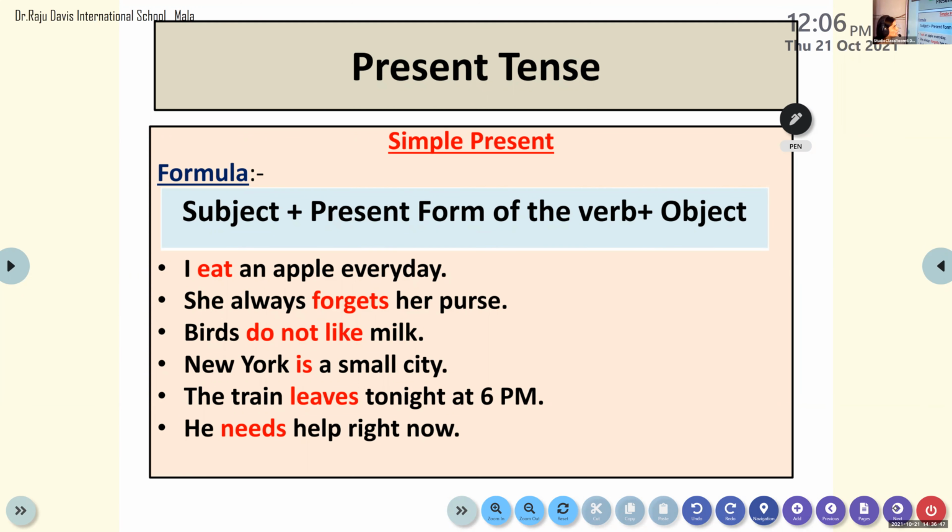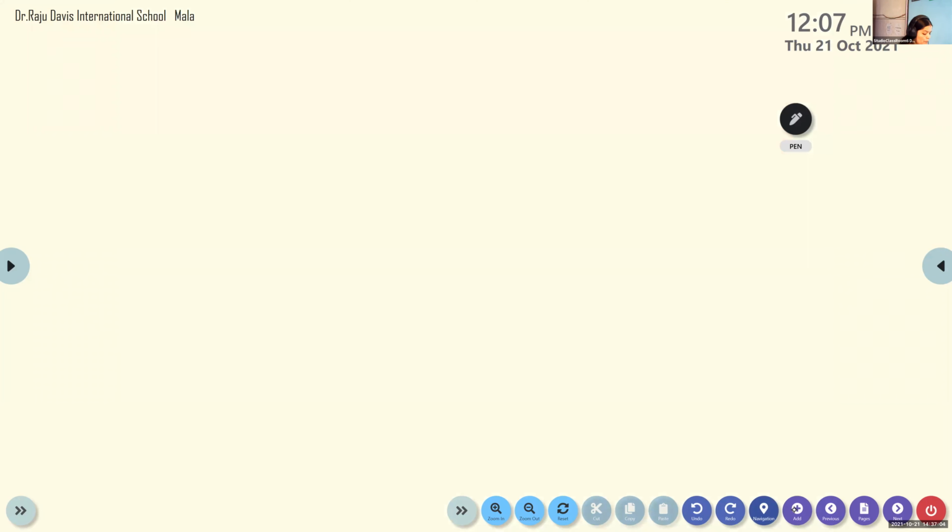So children, please look at the board. We are starting with the present tense. The first one is simple present tense. As I have told you, a verb takes its present form, its past form, its past participle form and present participle form, right? Yes or no? Yes, ma'am. I'm going to write these four forms on the board.